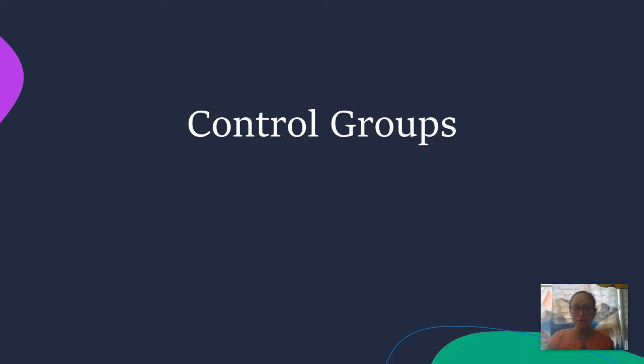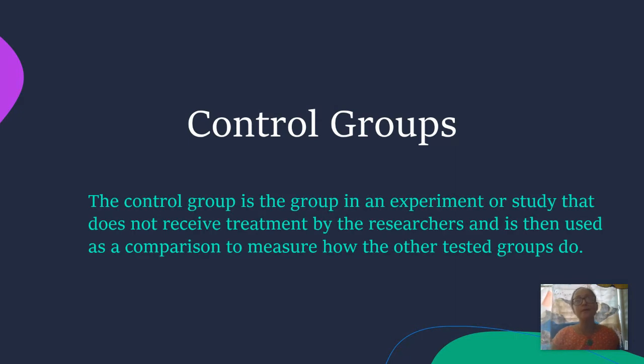Okay, so in this video, we're going to talk about control groups when you're setting up a controlled experiment. A control group is oftentimes used by researchers or scientists in an experiment as a comparison group. It does not receive treatment or it's not changed. When you're changing the independent variable in your experiment, it's not applied to this control group, because this control group is used as a comparison for how the other groups do.